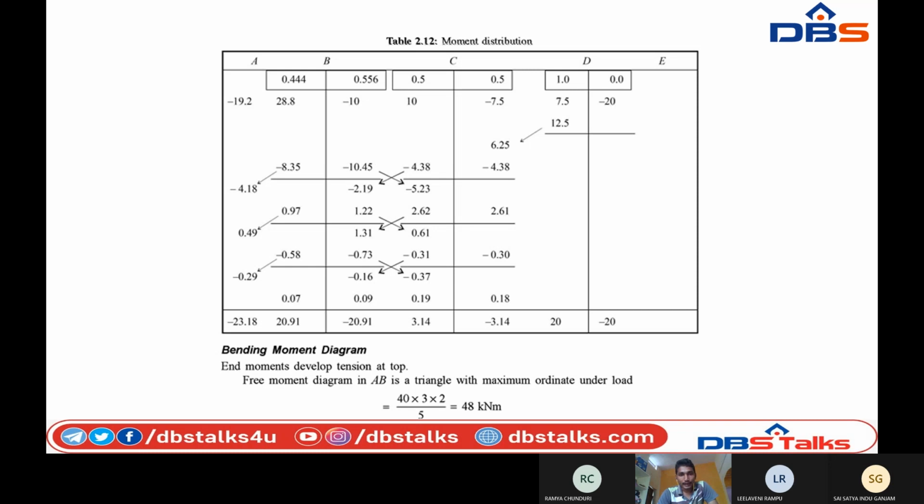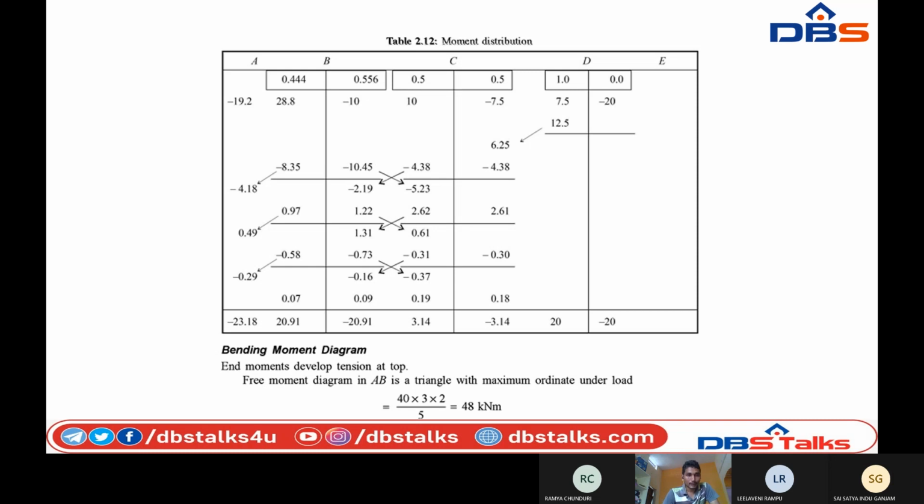Here we have a cantilever moment. So we find 7.5 into 1.0, the cantilever moment is 12.5. Carry over is half, giving 6.25.